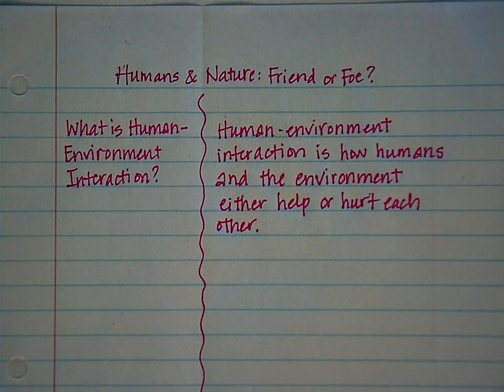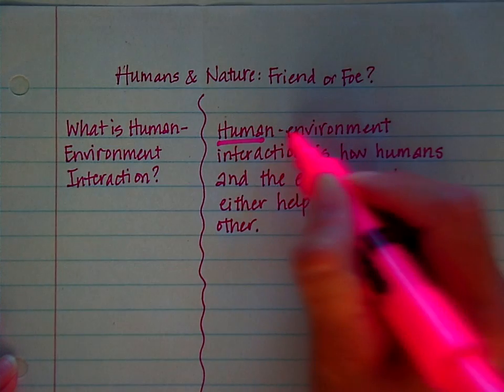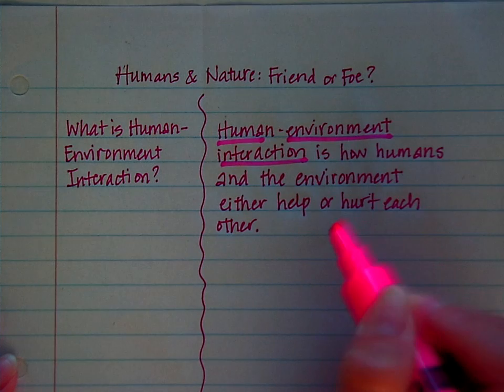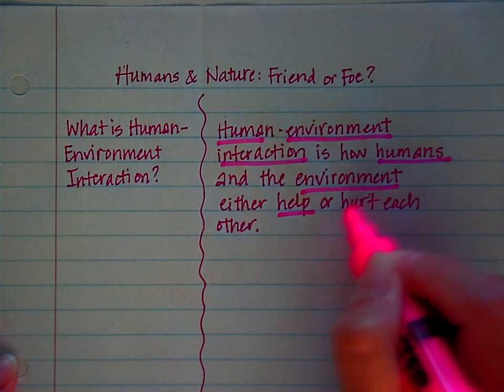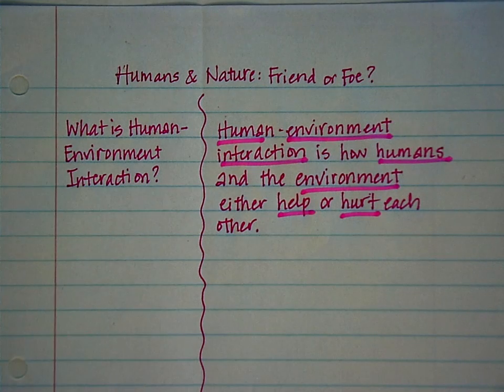Now, using your highlighter, I'm going to underline, but I'd like you to highlight some key words for this particular definition. Human-environment interaction, humans, environment, help, or hurt. When humans and the environment help each other, I kind of think of that as being friends with one another. When humans and the environment hurt each other, I kind of think of that when they're not being friendly. So that's why the title of the notes is, Are Humans and Nature Friend or Foe?